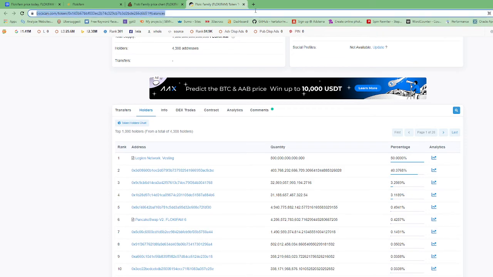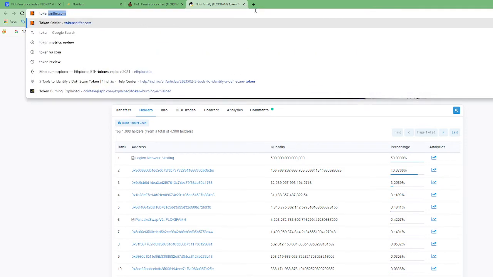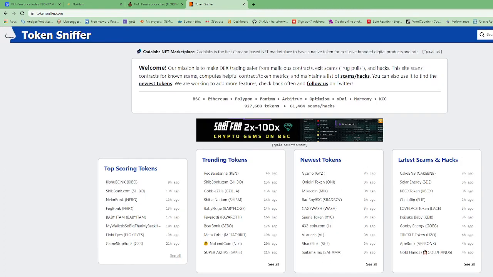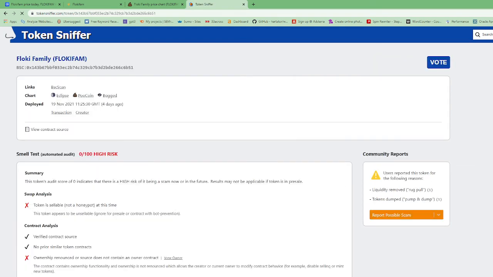We're gonna load Token Sniffer and see what score Token Sniffer gives this token. Probably a 5 or 8 or less. Well, they got a 0. So here Token Sniffer is saying token is not sellable. This token appears to be unsellable. And here two people reported that the liquidity has been removed, RugPull tokens dumped.